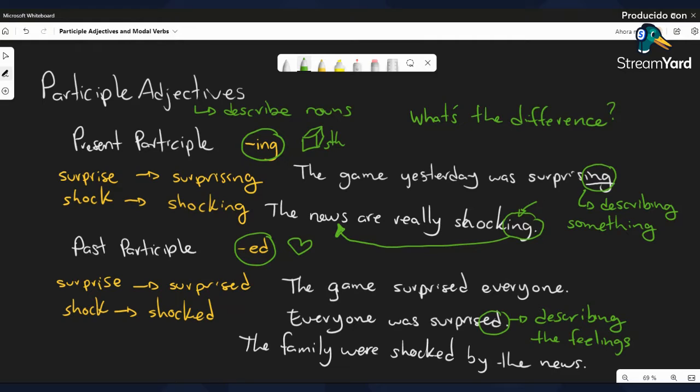But if I want to describe the feelings of the family here, how was the family feeling about the news? So we can say the family were shocked. They were shocked by the news. You see, I'm describing the family's feelings. That's why I use shocked.